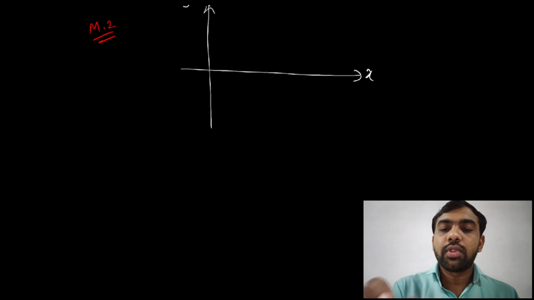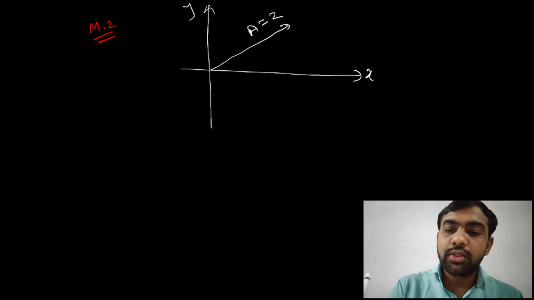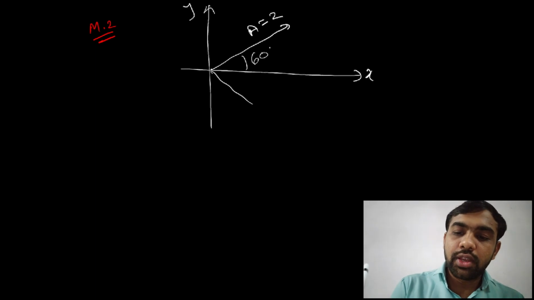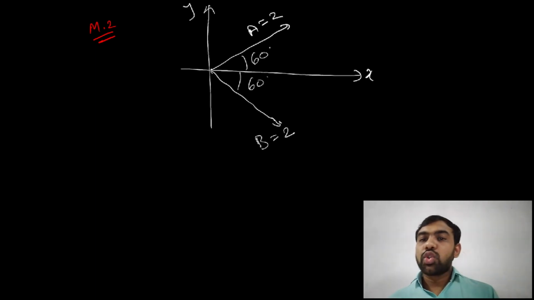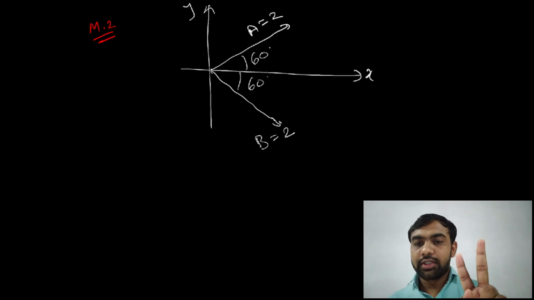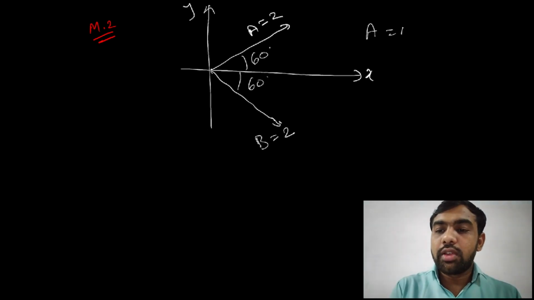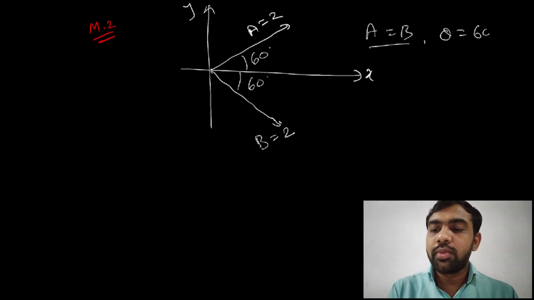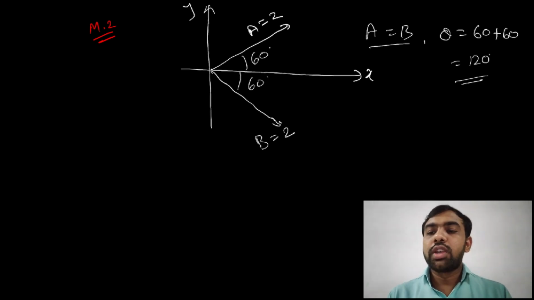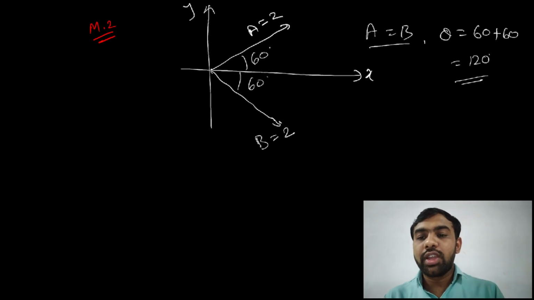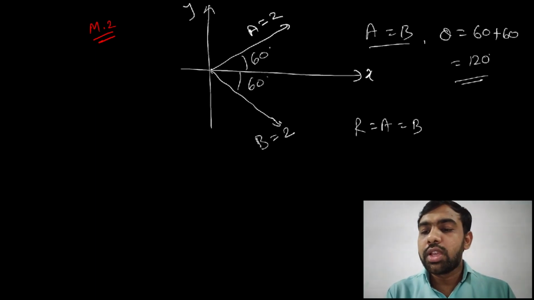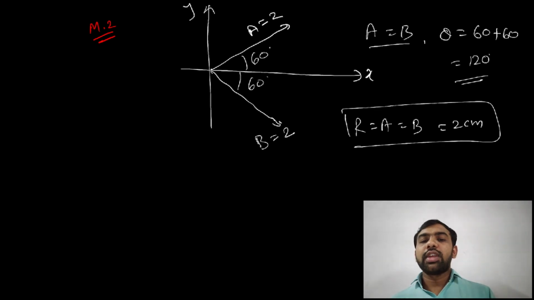Let's see, you are drawing the figure in such a way, suppose x-axis, y-axis, a is somewhere here, what is its magnitude? 2, angle is what? 60 degree. b is somewhere here, what is its magnitude? 2 and angle is what? 60 degree. So you have two vectors, a and b. Here a is equal to b, and theta, how much is between the two? Look, 60 plus 60, so the answer will be 120. You have two vectors, both have the same magnitude, angle theta is 120, so the resultant is equal to a is equal to b is equal to 2 centimeter. That is a very simple method.